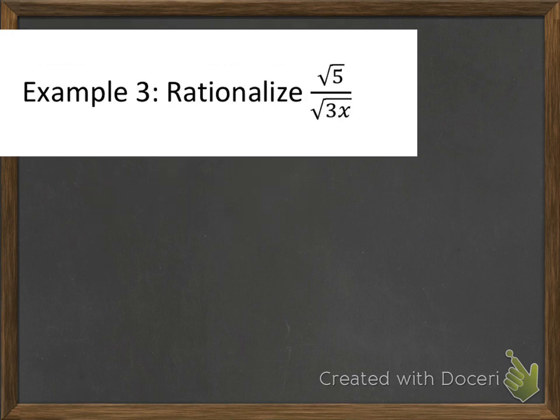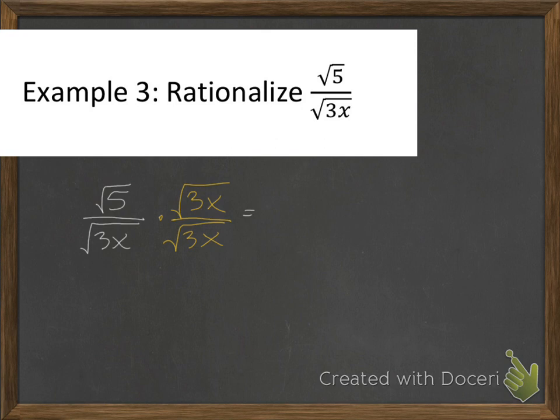How about this one? We have the square root of 5 divided by the square root of 3x. So once again, we're going to do the same thing. We're going to multiply both the numerator and the denominator by the square root of 3x. Again, this is the same as just multiplying by 1, which does not change the value of the expression.